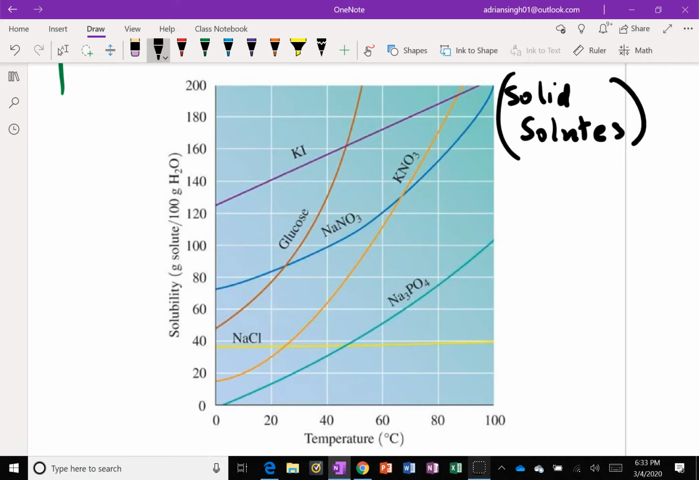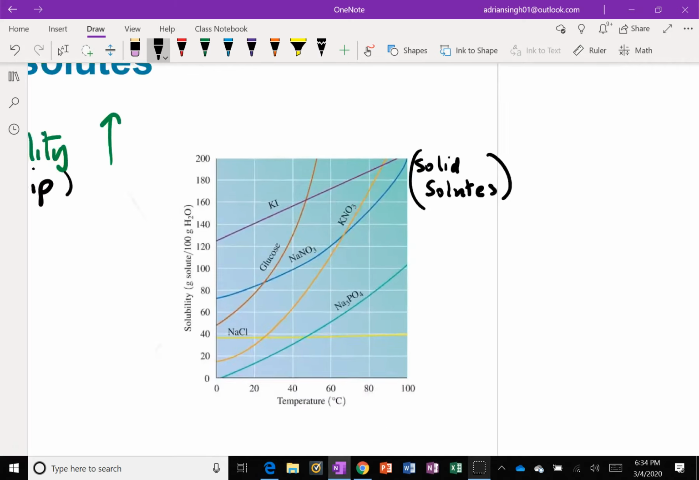And you probably know this from experience. You have a hot tea or a hot coffee versus cold tea or cold coffee. Which one can you dissolve more sugar in? The hot one, right? So as you increase the temperature, you actually allow more room for the solute to dissolve. Or you can dissolve more solute in something hot versus something cold. And that's for your solid solutes.